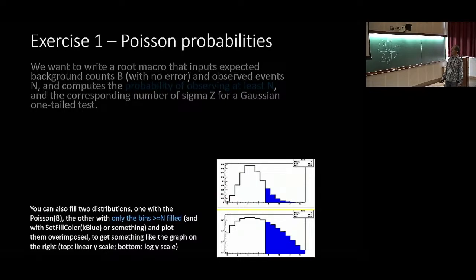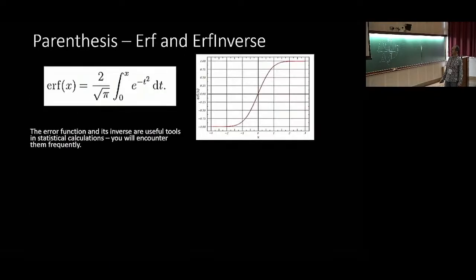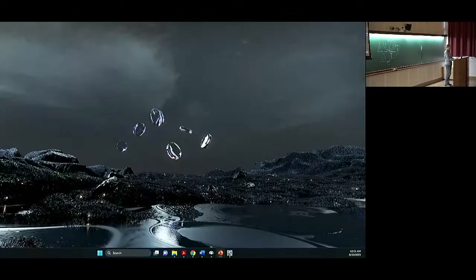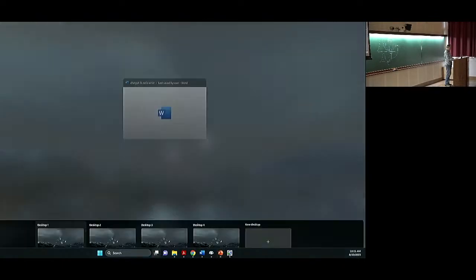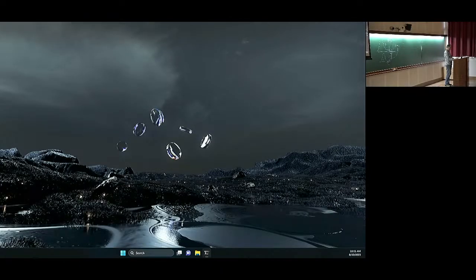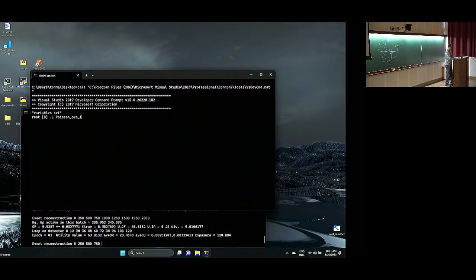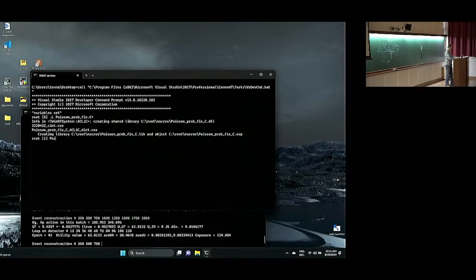So, yeah, I want to just run it for a few cases so that we can get a feeling of it. So let's do that. I will need to get out of here. All right, we can leave this running. I'm running a minimization problem that takes forever, but okay. So I can do .L Poisson. Oh, you cannot see my screen. Poisson prob x .C plus. So I'm compiling the macro, then I can call it.